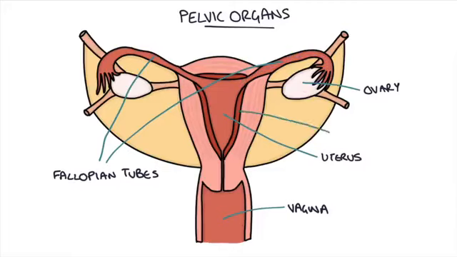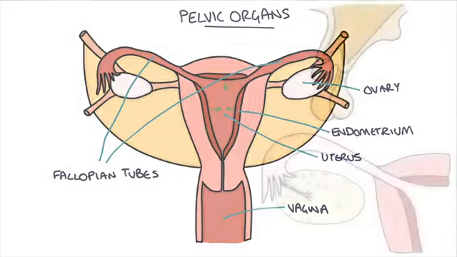The lining of the uterus is called the endometrium. It's like a soft, cushiony tissue that the fertilized egg will implant into, and it has a great blood supply and is a great environment to support the growing baby. And this is the area that breaks down and bleeds every month so that it can be renewed and refreshed for a fresh attempt at becoming pregnant.